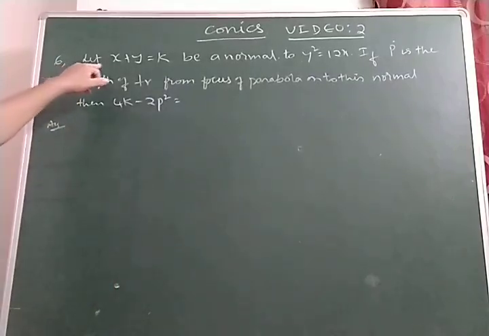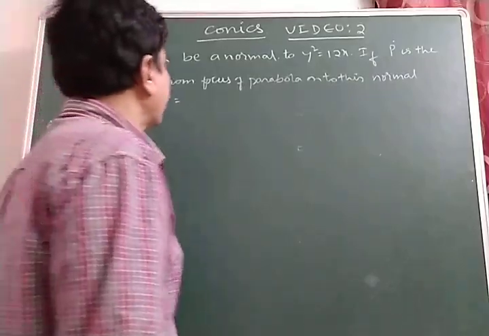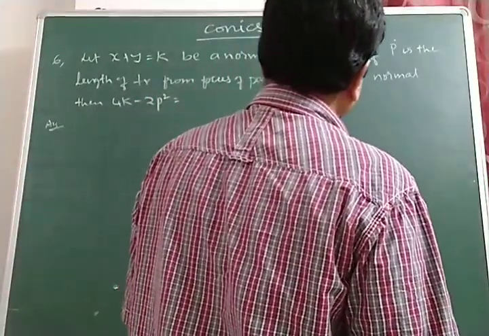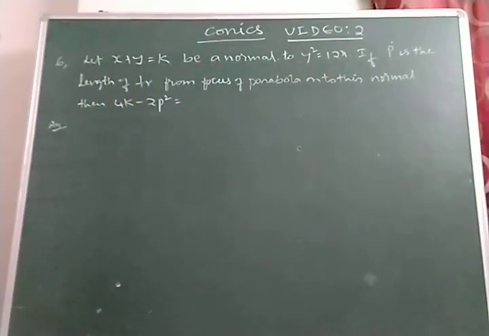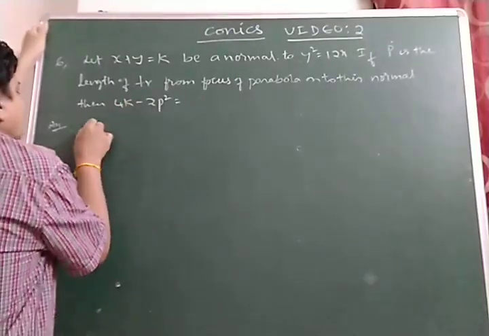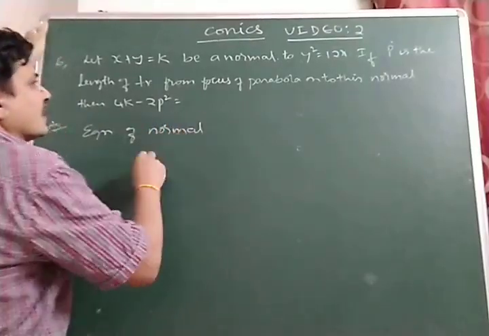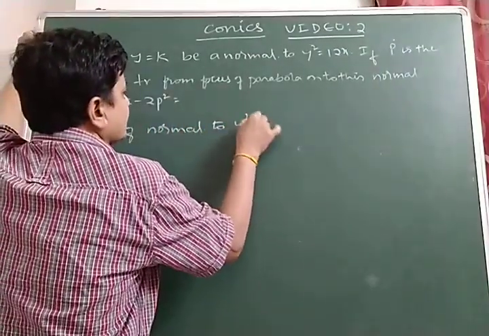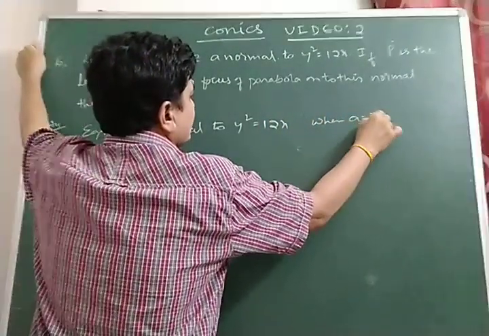Question number 6. Let x plus y is equal to k be a normal to y square is equal to 12x. If p is the length of perpendicular from the focus of the parabola on this normal, then 4k minus 2p square is equal to. First of all, we take the equation of the normal. For y square is equal to 12x, a is equal to 3.